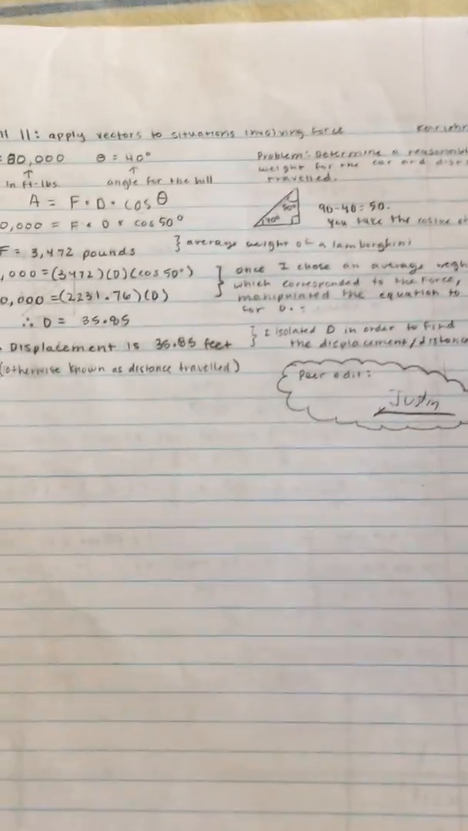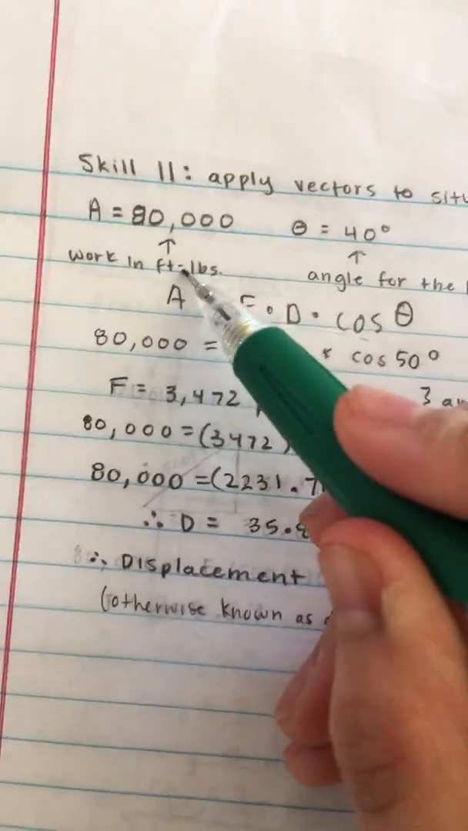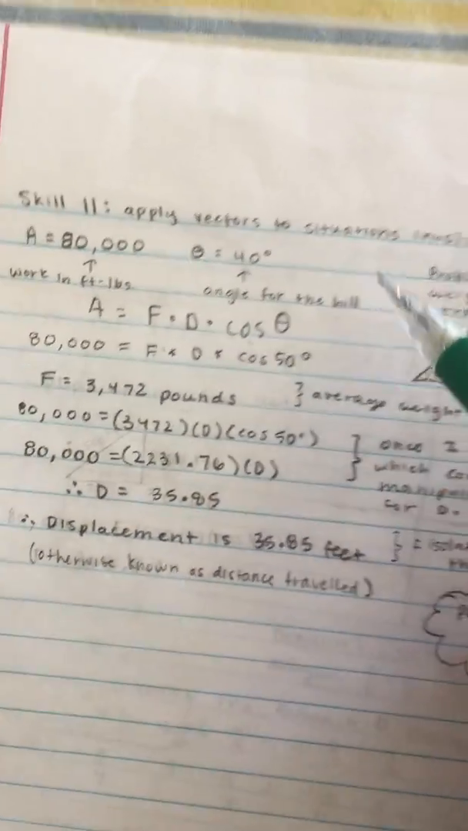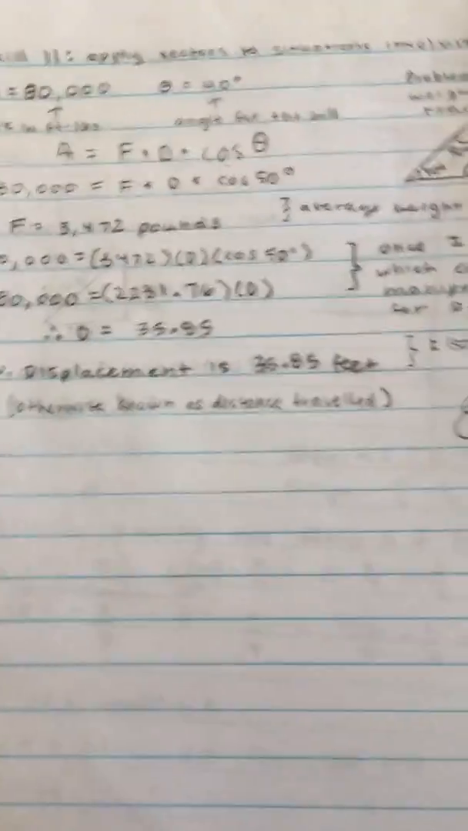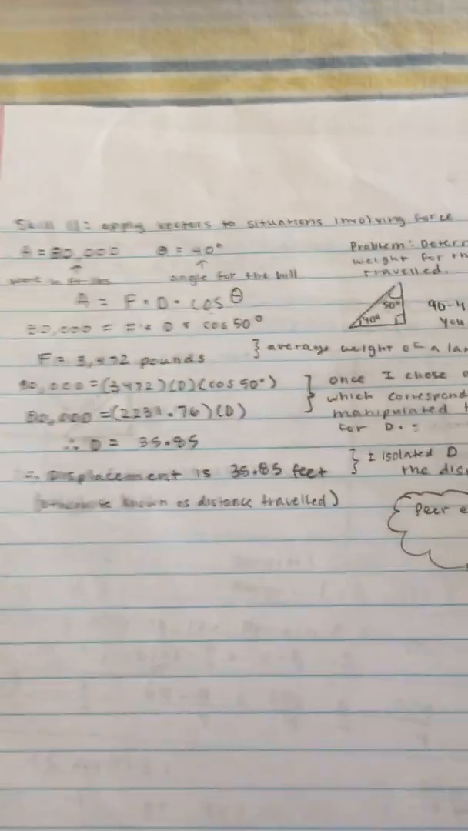So for skill 11, we had to apply vectors to situations involving force. Basically the problem was to determine a reasonable weight for the car and a distance traveled. So essentially we got to choose A and theta, and A was the work done, and I chose it to be 80,000 feet-pounds, and then theta was 40 degrees, which is the angle for the hill. Now the equation is A equals F times D, which is displacement, times the cosine of theta.